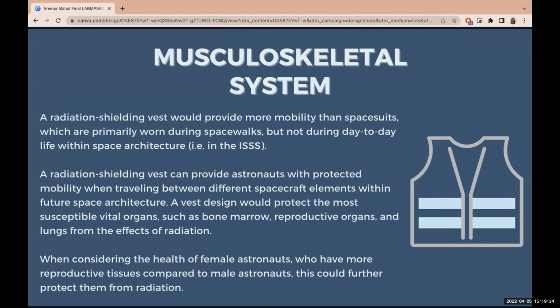And then next, when considering the health of female astronauts who have more reproductive tissues compared to their male counterparts, this would further protect them. Additionally, wearable vests take up minimal space. This is important since efficient use of mass and space is critical for long duration human flight missions.